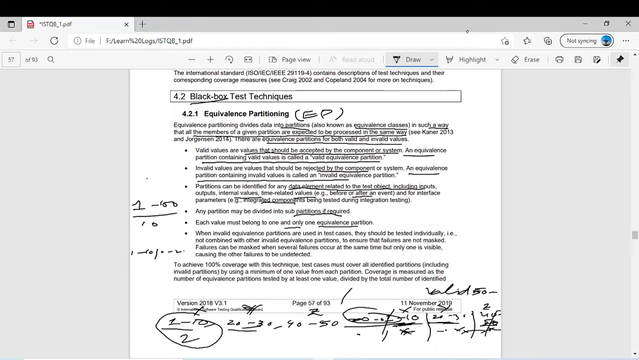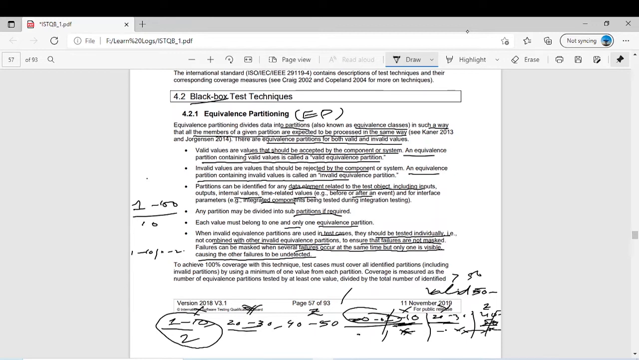When invalid equivalence partitions are used in test cases, they should be tested individually, i.e. not combined with other invalid equivalence partitions, to ensure that failures are not masked. So if you want to test the invalid values as well, you have to test them individually. Failures can be masked when several failures occur at the same time, but only one is visible, causing the other failure to be undetected. So there is a concept of masked failure. For example, if you test the invalid values all together, in this case we said values greater than 50 are invalid.